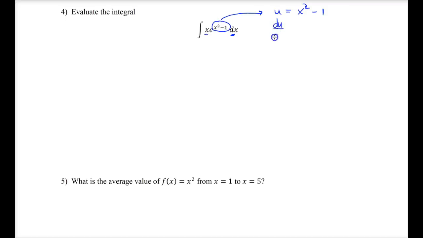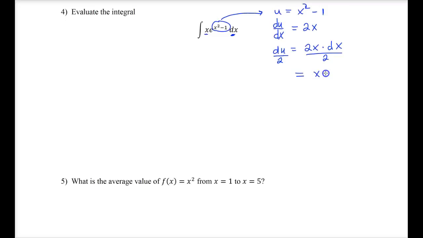So if we take du over dx, meaning the derivative of u with respect to x in Laplace notation, then this is just going to be 2x. And so now we need to rearrange this equation so that we just have x times dx on one side. To do that, we can multiply both sides of our equation by dx, and we end up getting du, which is equal to 2x times dx. And then of course, from here, to get x times dx by itself, we will just divide both sides by 2.